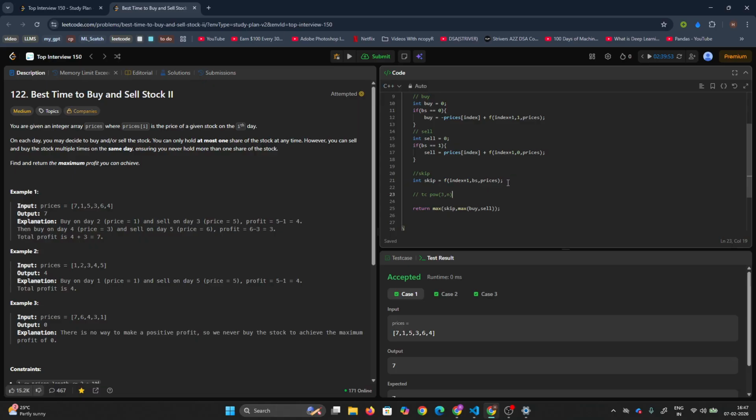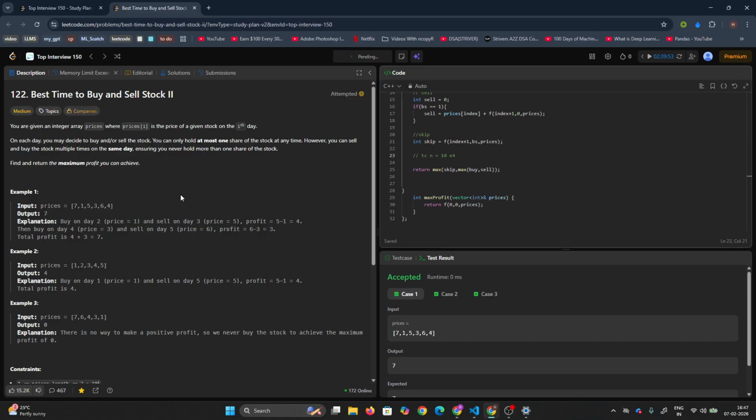But here n is given to be... oh sorry, not 3 power n, yeah, 3 power n only. Exponential, basically I want to say that the time complexity would be exponential only, but the n is given here to be around 10 power 4. 10 power 4, so it would give a TLE. So let us try to submit this and see whether we are getting a TLE or not.